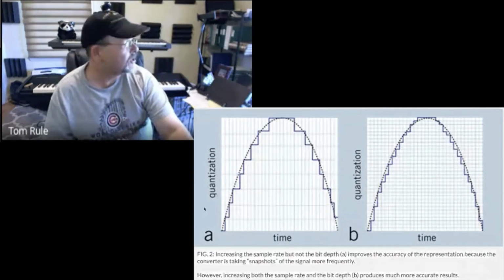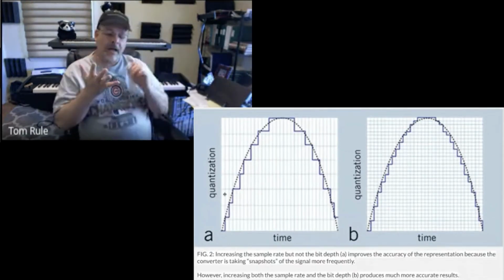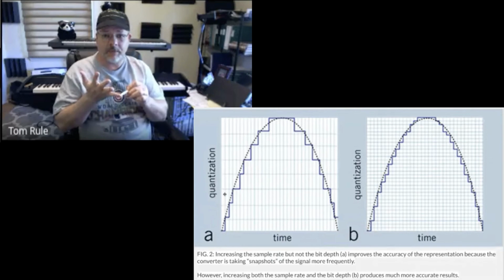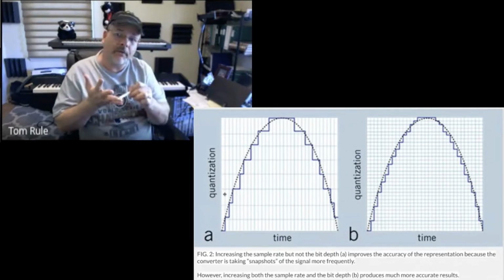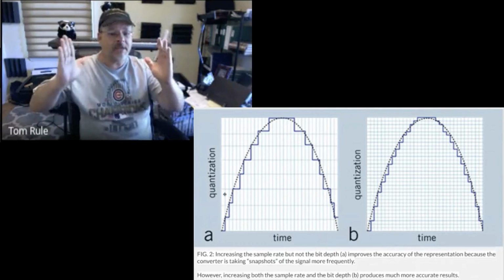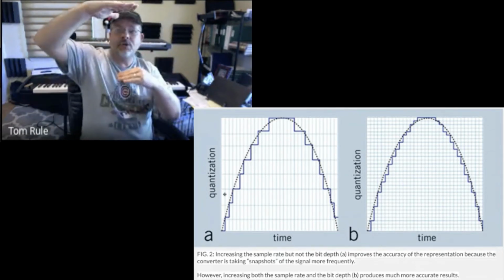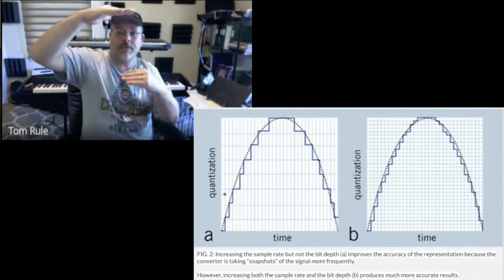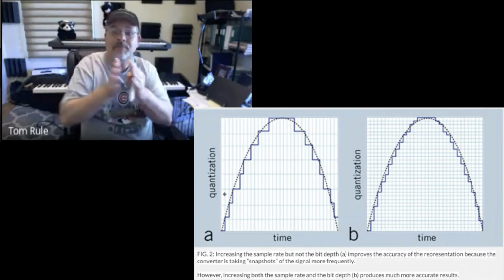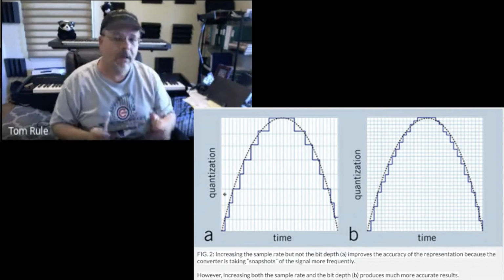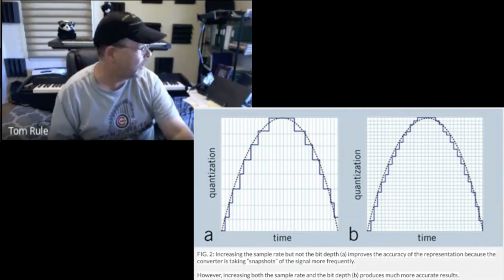So the bottom line is, the higher the bit depth, the more accurate the playback. The higher the sample rate, the more accurate the playback. Remember, sample rate is how many snapshots I am taking per second, and bit depth is how many numbers I have available to represent those values. You can think of it as places in a decimal. For our purposes, that works just fine.